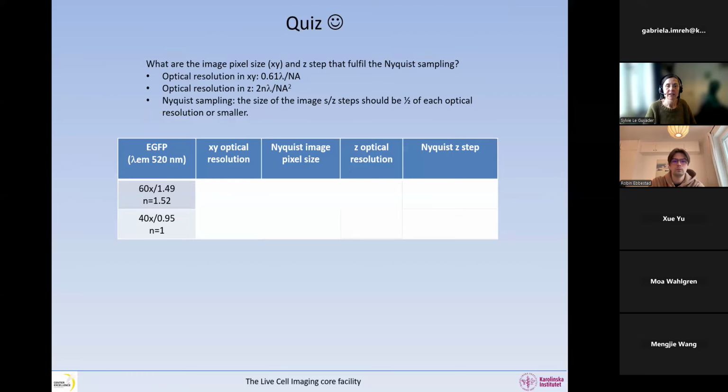Anyone has the XY resolution? You've done this many times. The XY resolution of an objective. And I forgot to say, we're imaging EGFP, so it's 520 nanometers.